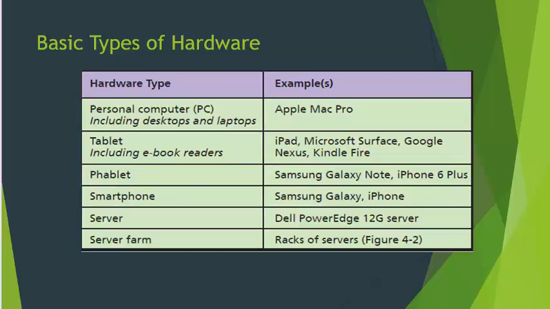Some other hardware types you might hear of are phablets. This might be a combination of a smartphone and a larger screen of a tablet. Your smartphones, any kind of servers, these are going to be more of your desktops, and they're going to provide lots of capacity to serve up to multiple users. You might use those for a database within your organization, or you might use it as a web server. If you combine all your servers together, then you would have a server farm. And so if you're a company like Google, then you're going to have lots of server farms all over the world that are serving up information.